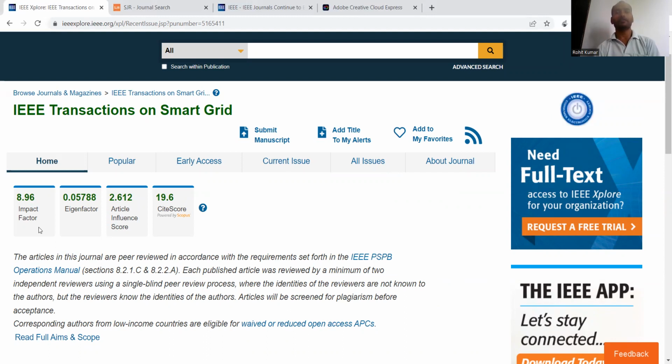Firstly, you should see whether the journal is SCI indexed or not. Secondly, what is the Q ranking of the journal? Then comes the role of impact factor. Okay. Then here, IEEE industrial applications, instrumentation societies, etc.